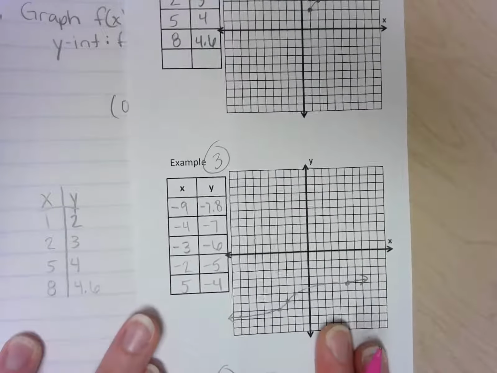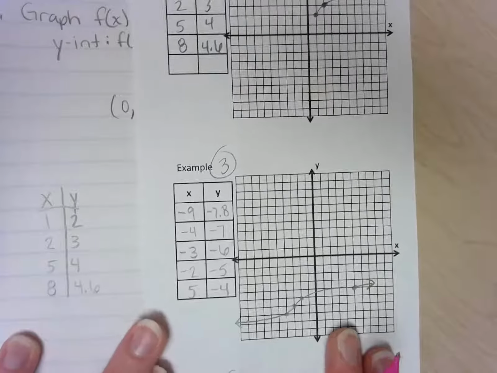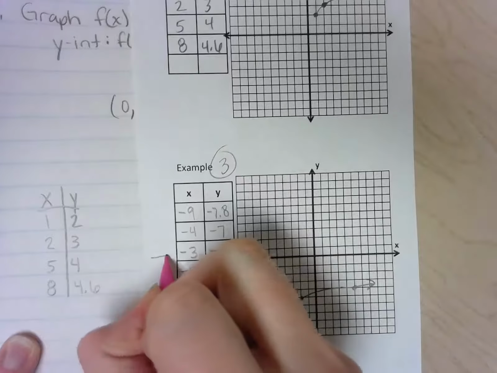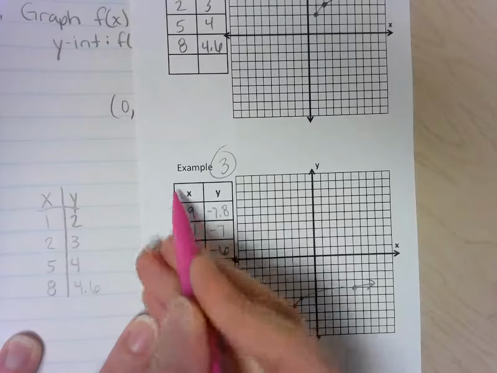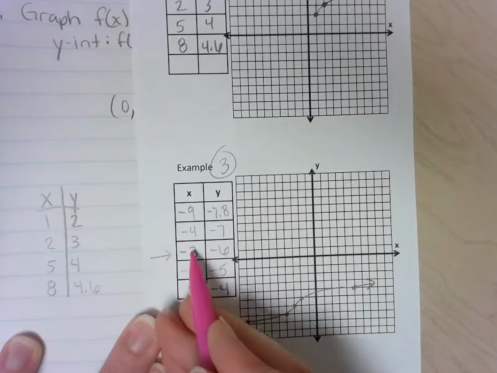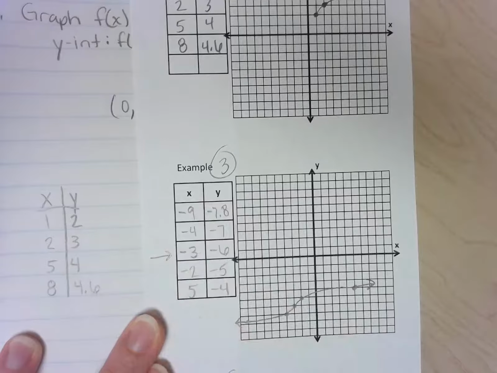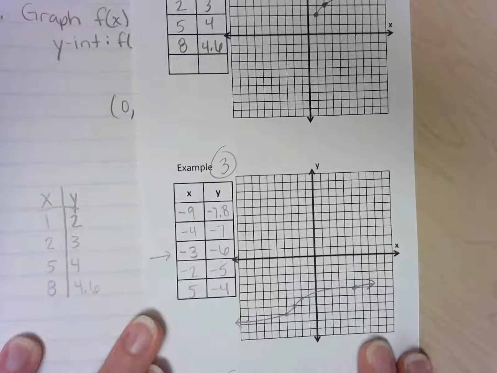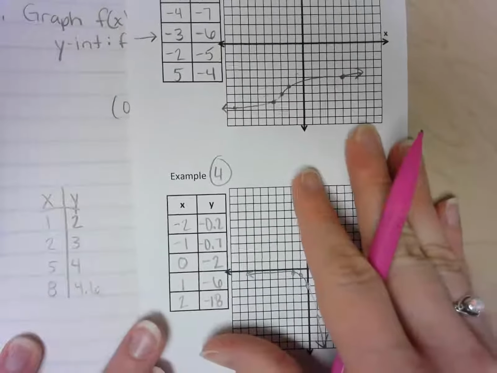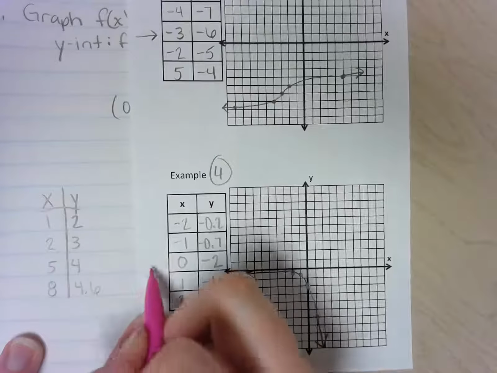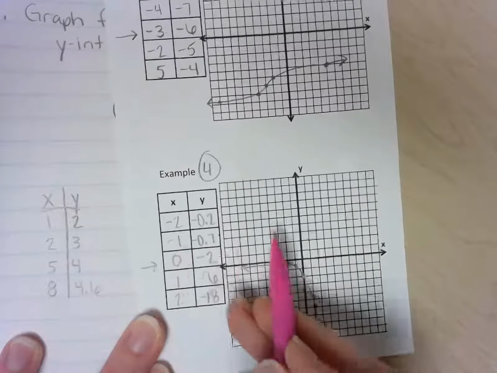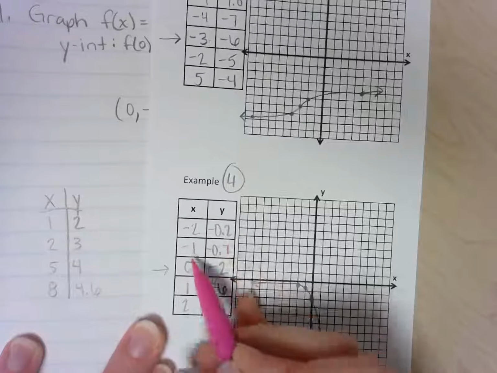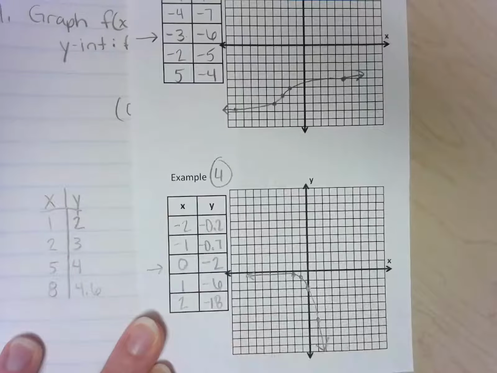For cube root functions, you'll find your HK point. That HK point will go in the center of the table, picking numbers to the left and right, or the less than and greater than side of that HK point. And then for exponential functions, you find your y-intercept, and again, picking points to either side, left and right, or less than and greater than to that.